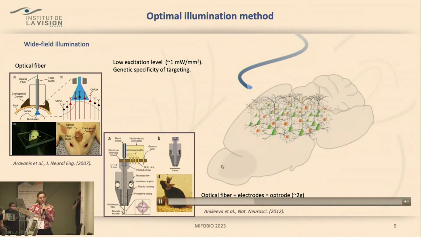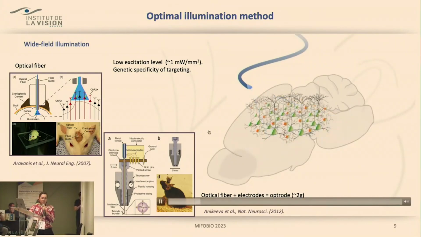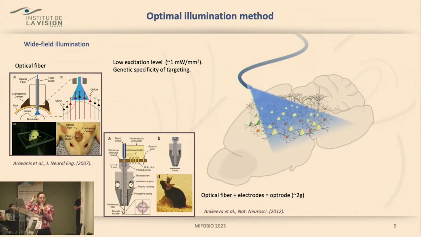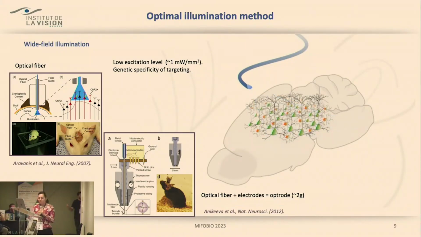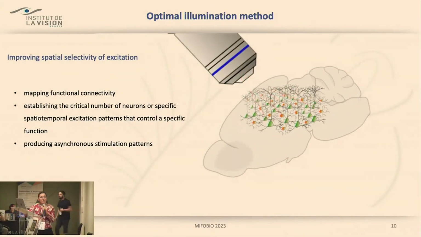And these kinds of fibers were even combined with electrodes, such as to excite the neurons and to record the neuronal activity at the same time. And there were really a lot of studies done at the beginning of optogenetics using these tools. So it was really a landmark in neuroscience.